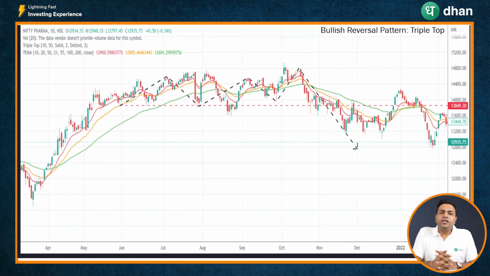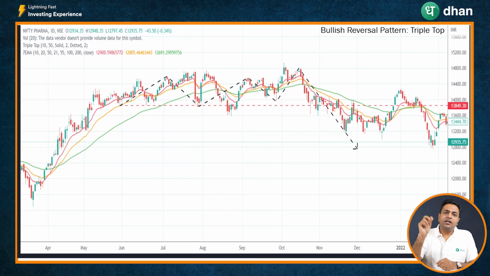A slight variation to the double top and double bottom formation is commonly referred to as the triple top or triple bottom formation. As the name suggests, a triple top means that the stock is trying to retrace back from the resistance zone 3 times.